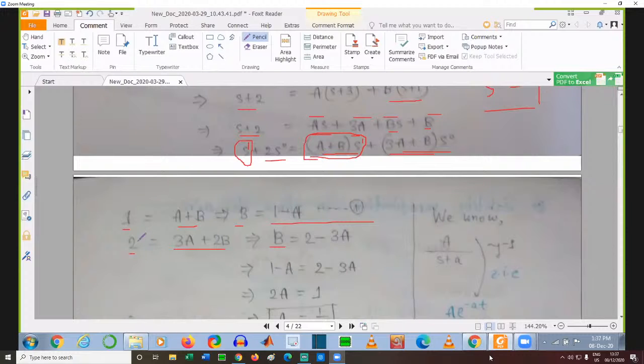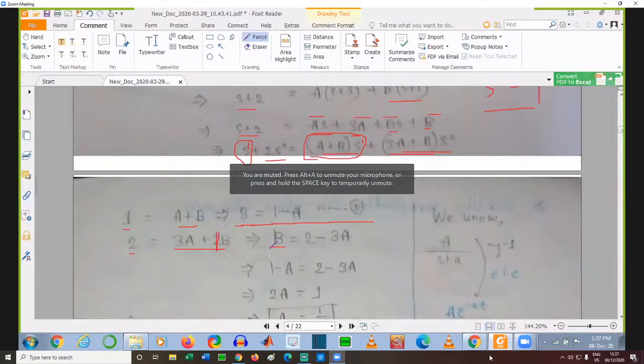So we got 1 here, 1 equal a plus b. I'm checking whether the calculation is okay or not. Then b equal 1 minus a. Okay, the first calculation is okay. Then the second one, 2 equal 3a plus b. That is the problem here. There is an extra 2 here. There should be no 2, right? That's why I was facing a problem. Yes, sir, only b, there should be no 2 here.